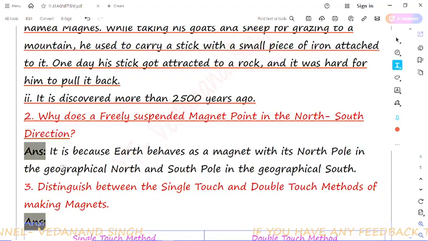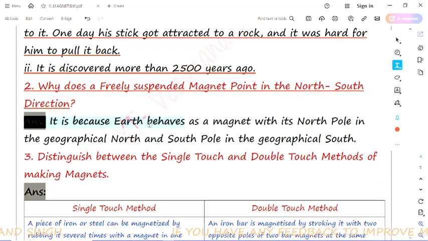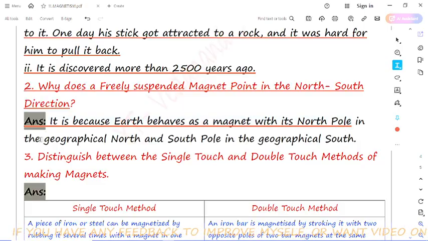The next question is, why does a freely suspended magnet point in the north-south direction? The answer is that the earth behaves as a magnet and it has the south pole in the geographical north and the north pole in the geographical south.